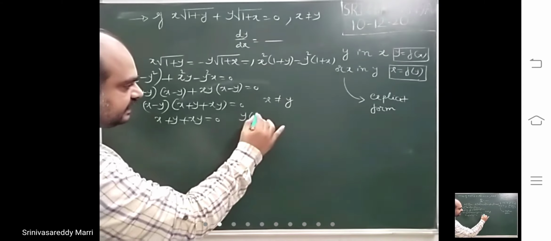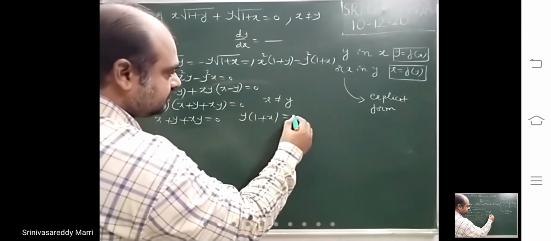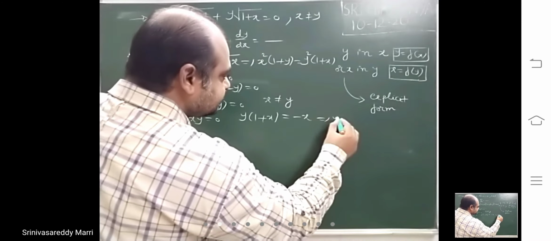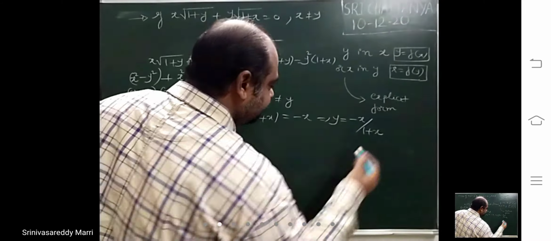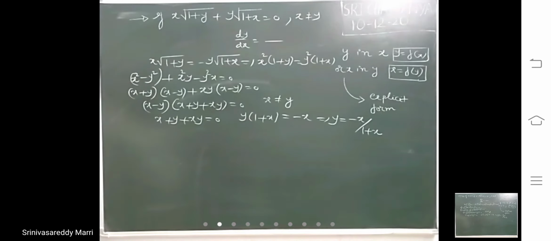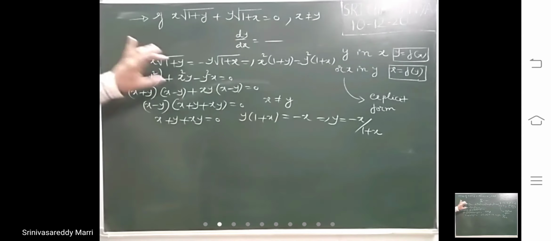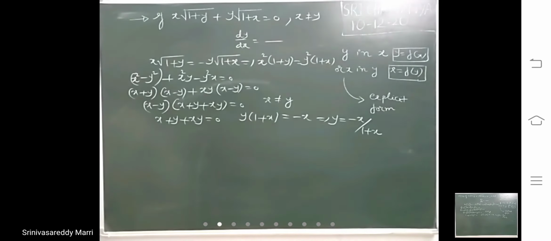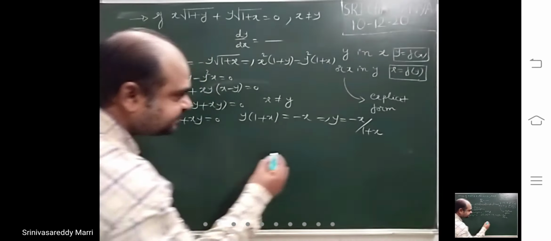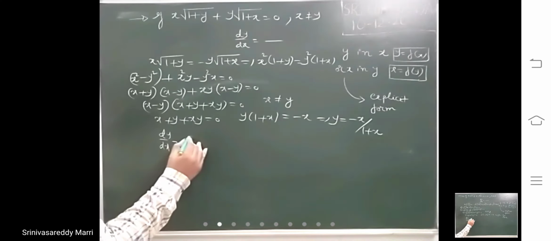So y into 1 plus x equals minus x. That means y is minus x by 1 plus x. So y in terms of x I am able to express. This is called explicit form. If you are able to express like that, it is called explicit form. Now dy by dx can be easily calculated.